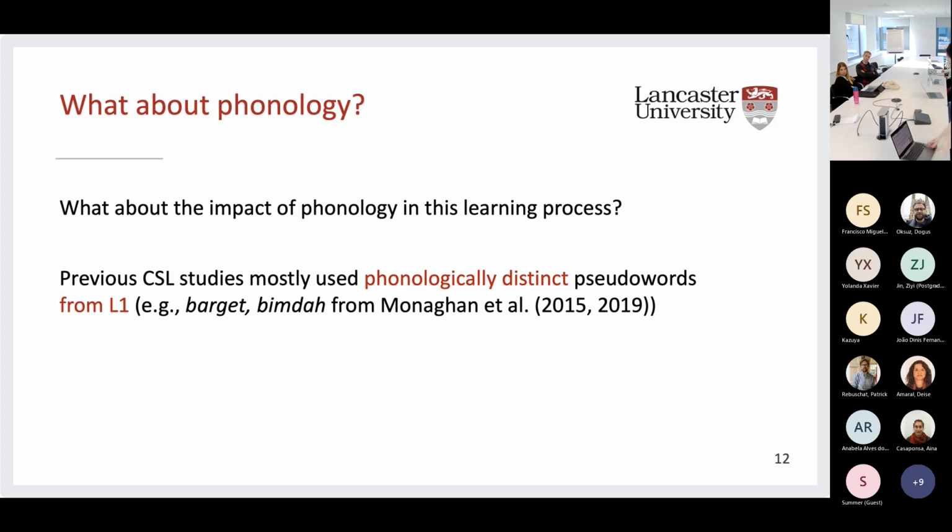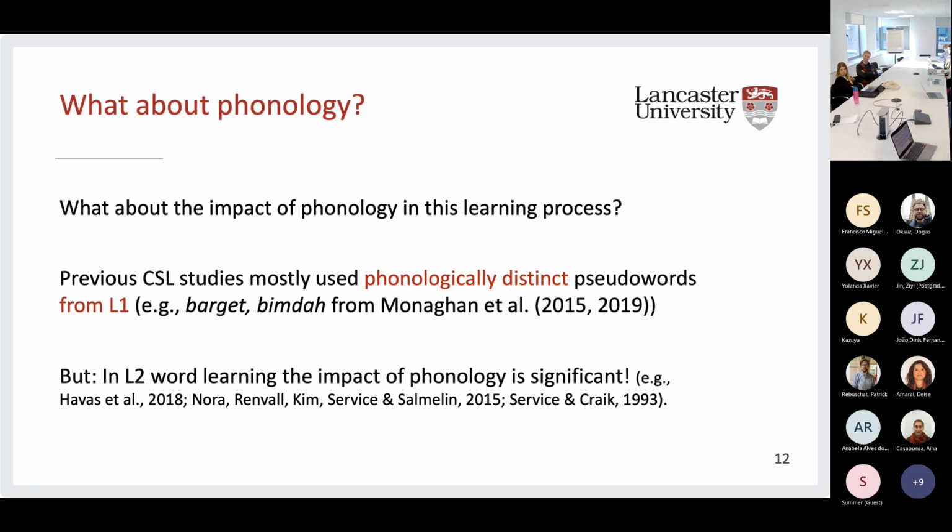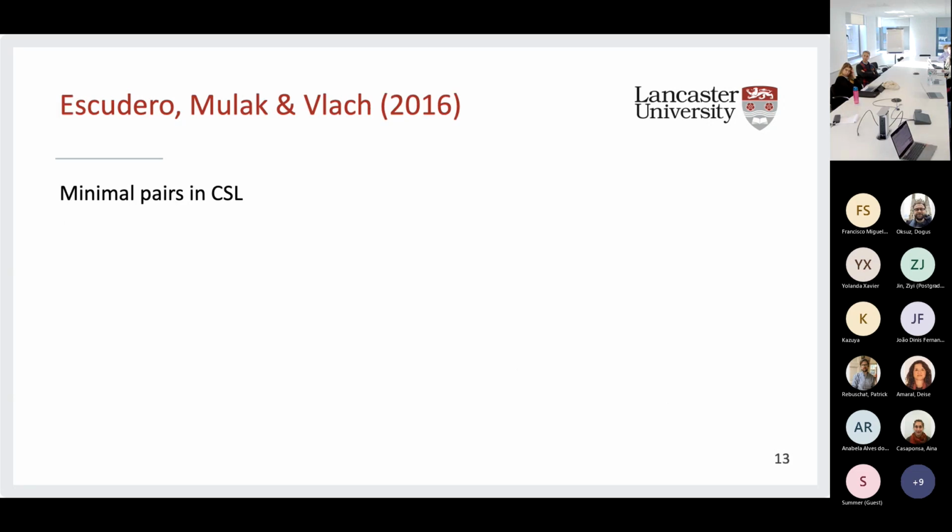But what if there's non-native sounds? What if the words sound more similar to each other? Because in L2 learning, we have found the impact of phonology is significant, so we need to take this into account. And there are some studies looking at this role of phonology in cross-situational learning already. So this one by Escudero et al. In 2016, they looked at minimal pairs in cross-situational learning.